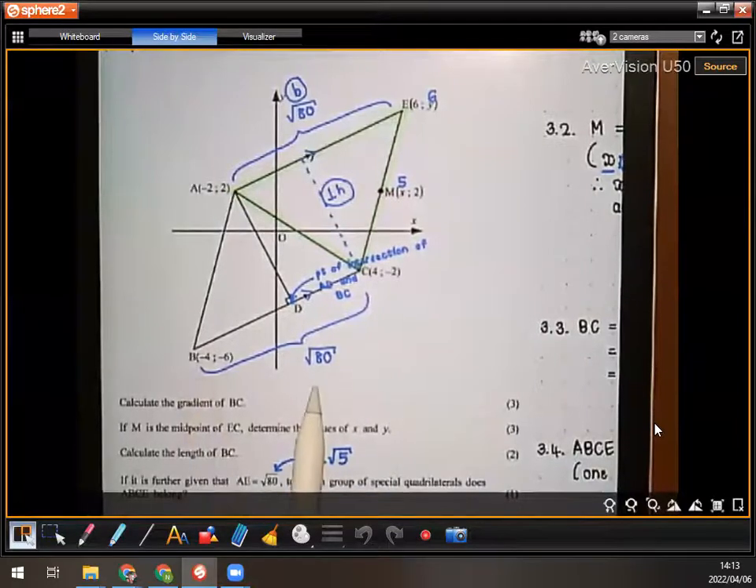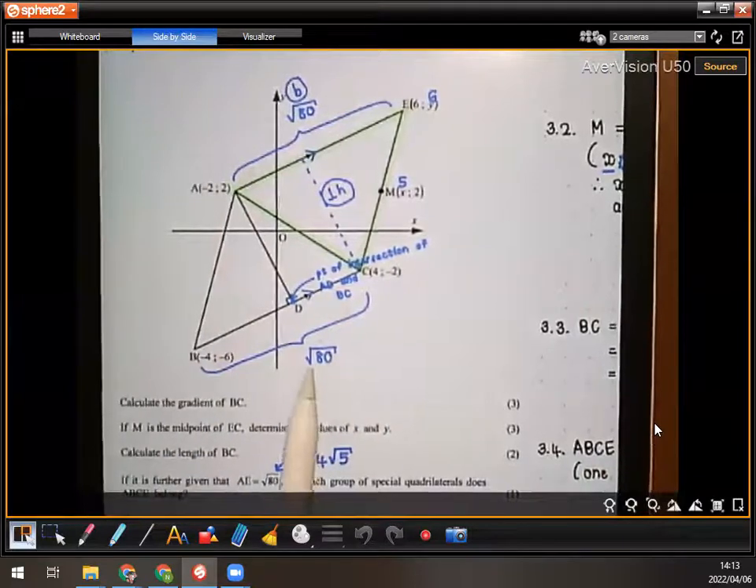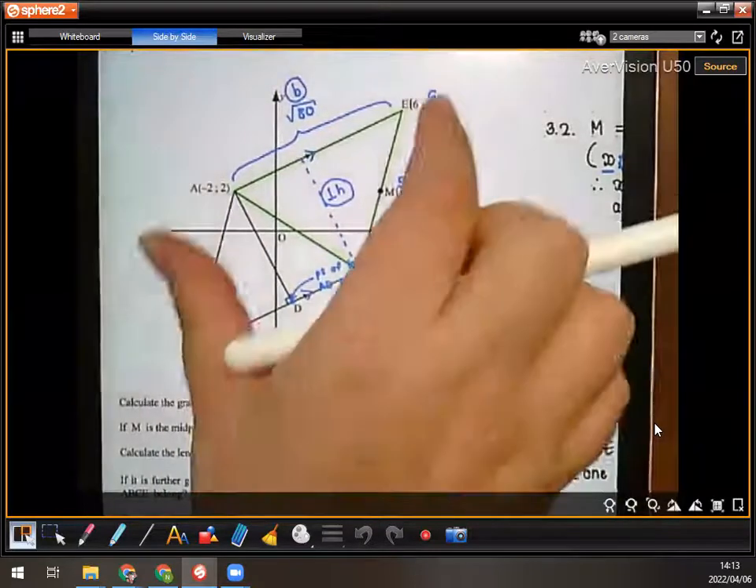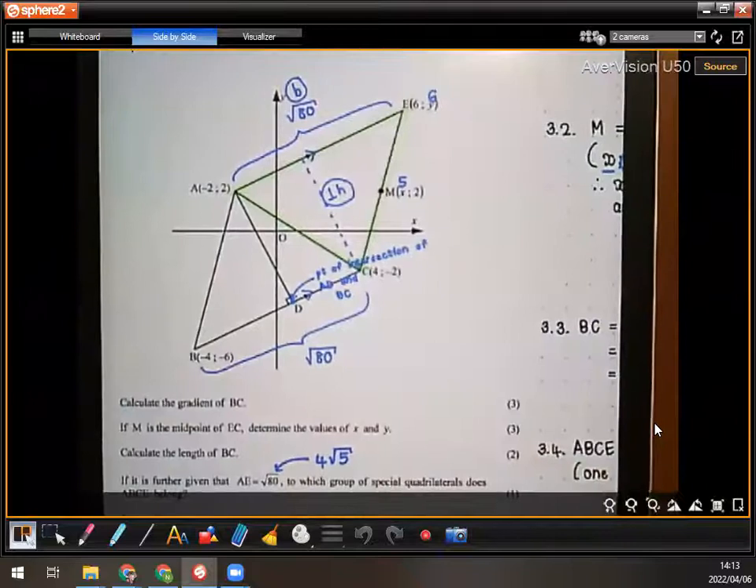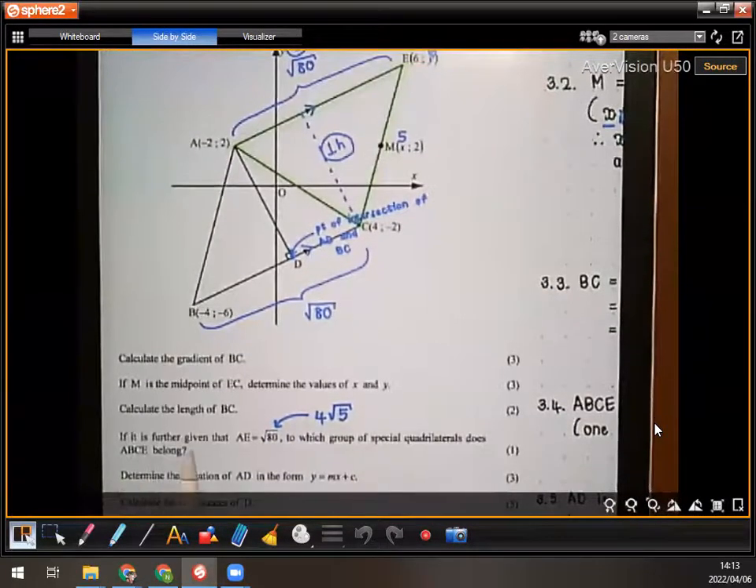BC we calculated was root 80, which is also 4 root 5. Now in 3.4, they're telling us that AE is also root 80. That's what they're telling us in the question. If it is further given that AE is the square root of 80, to which group of special quadrilaterals does ABCE belong? Even that wording is a bit strange. They're actually just asking what type of quadrilateral it is.